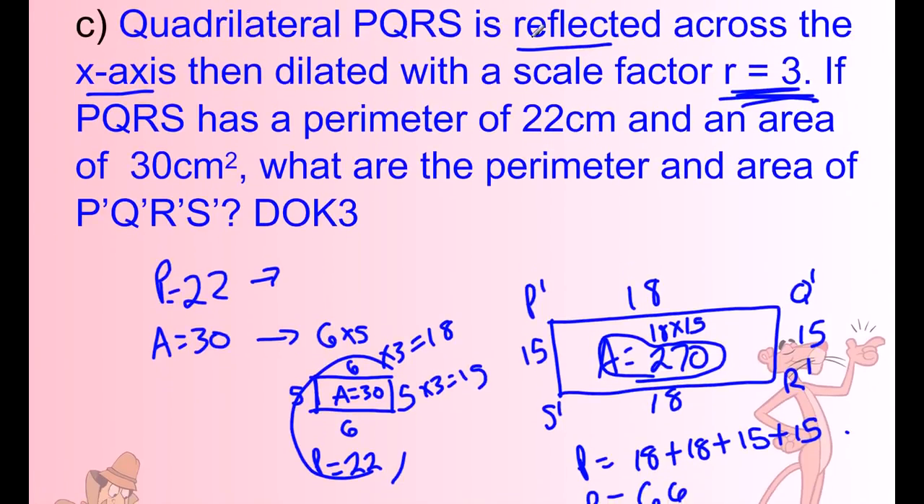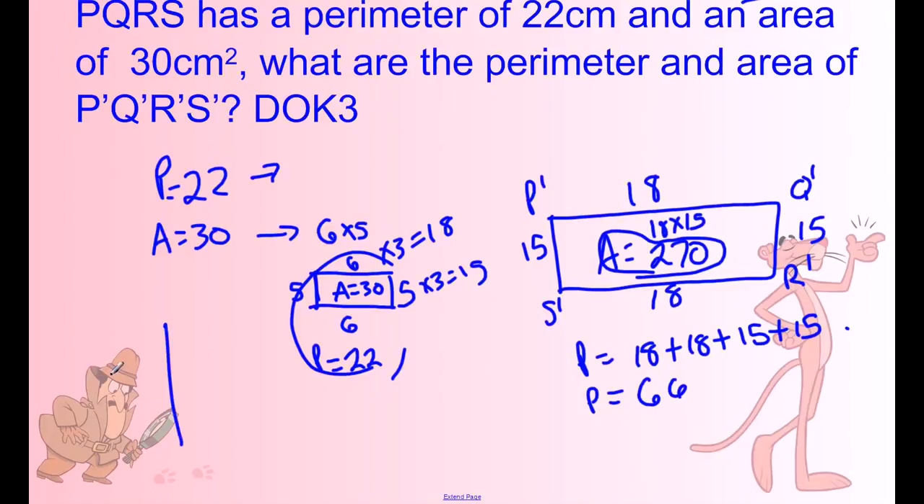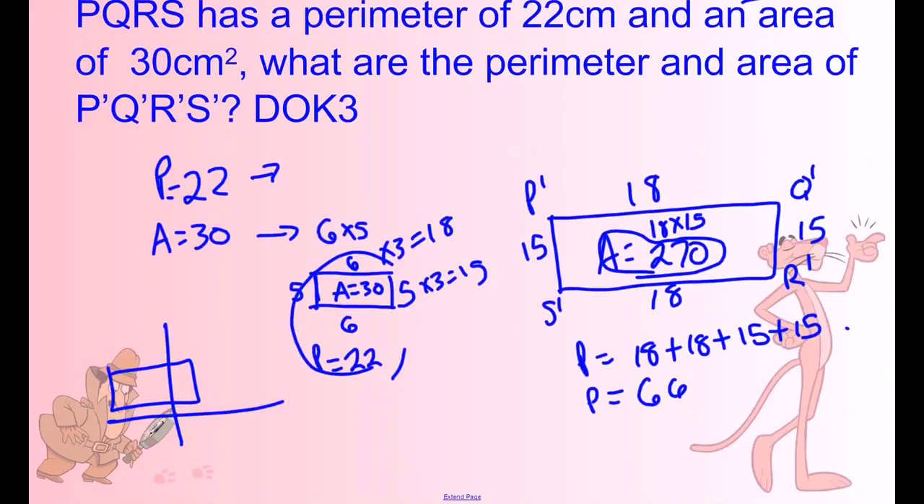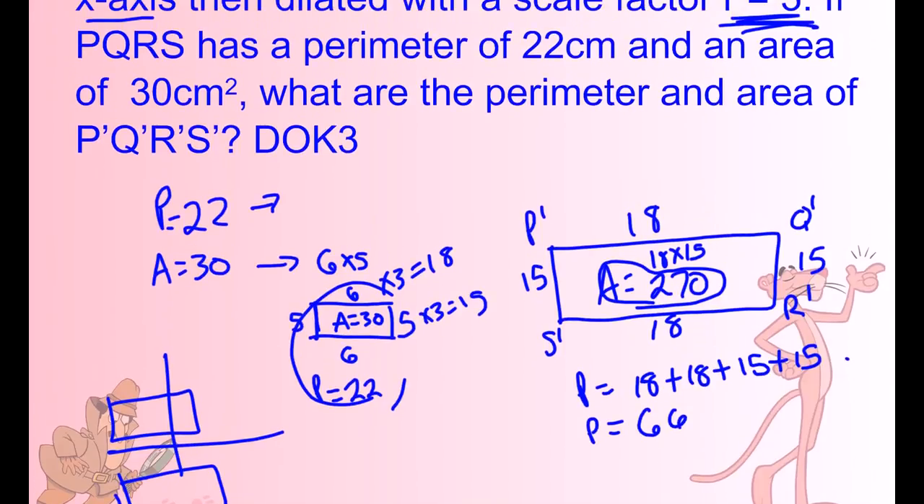The fact that the reflection happened doesn't affect the problem. It doesn't even tell us the coordinates of anything, so we couldn't even make a model or a sketch. I guess you could have made a little sketch showing this rectangle over here, and if it's reflected across the x-axis, then it would be down here now, but that still doesn't help you with solving the problem.